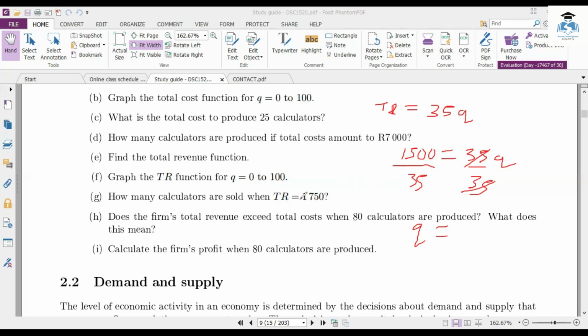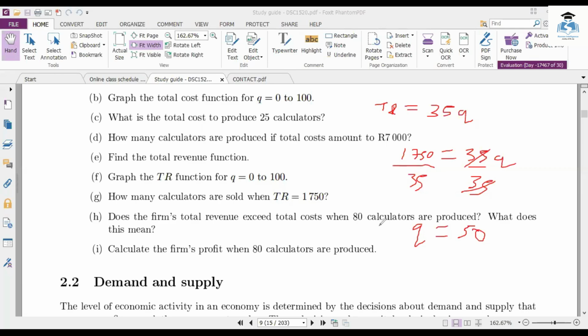Yes, TR is 1,750, not 1,500. The answer is 50. So in other words, how many calculators are sold when TR is 1,750? We are saying when total revenue is 1,750, there are 50 calculators that were sold.